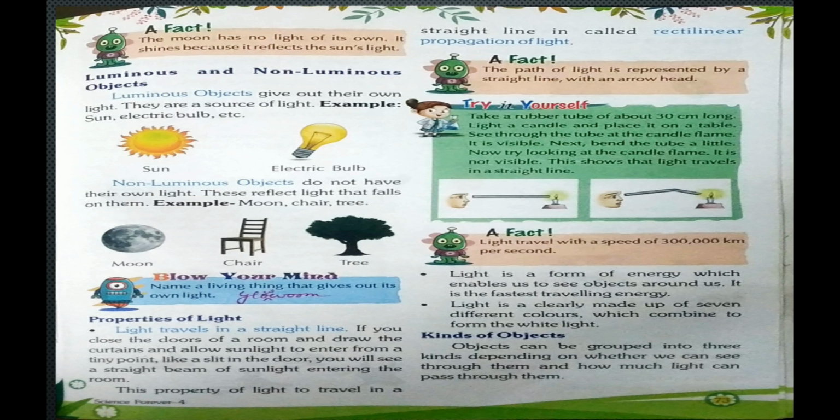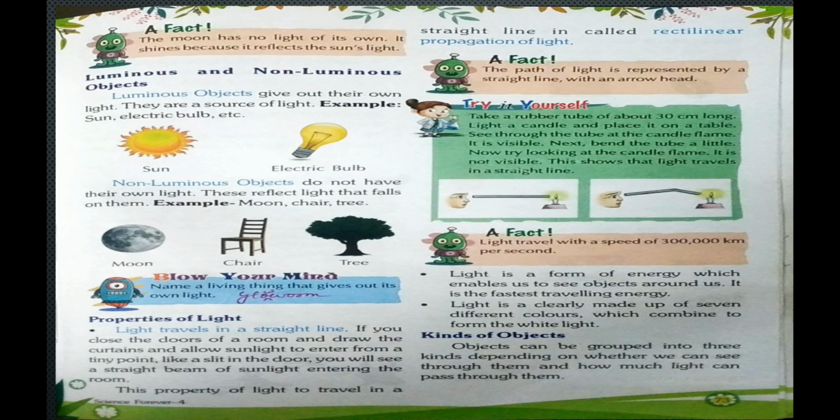Clear? And light travels with a speed of 3 lakh km per second. You have to learn this. Light travels with a speed of 3 lakh km per second. Means in 1 second, it covers the distance of 3 lakh km.